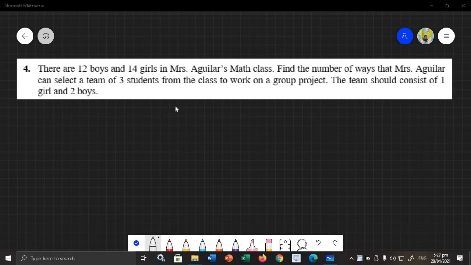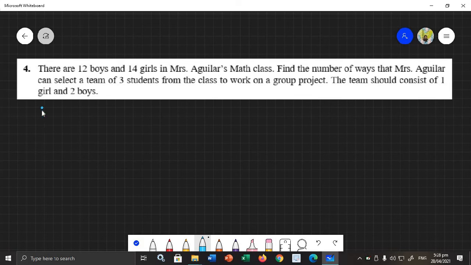So to solve this problem, we need to separately get the combinations of 2 boys from 12 boys and the combinations of 1 girl from 14 girls. Basically, kukunin natin separately yung combinations ng boys and combinations ng girls. Right after we get the number of combinations to each gender, we need to multiply the number of combinations. So here, let's say, dito yung combinations for boys and dito yung combinations for girls.